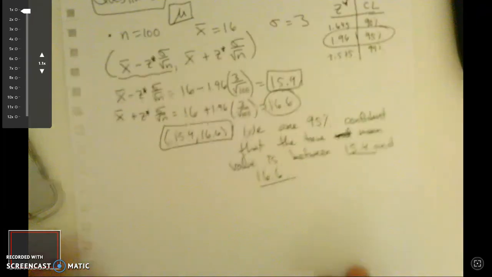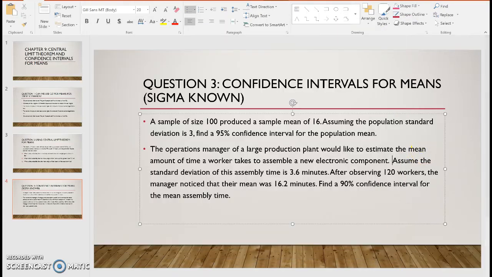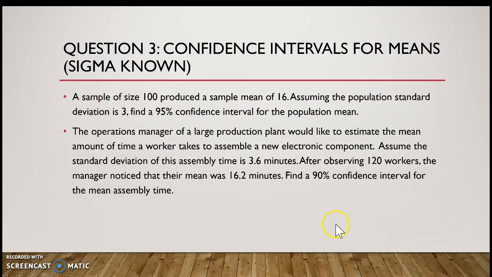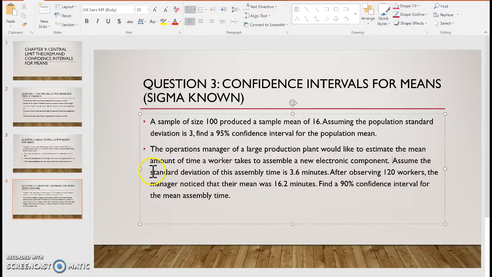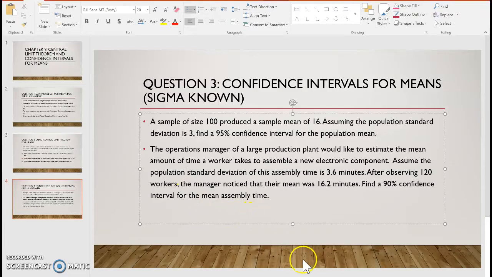All right, now let's look at the other problem. Let me go ahead and exit this a little bit. Our next problem says, the operations manager of a large production plant would like to estimate the mean amount of time a worker takes to assemble a new electronic component. Assume that the standard deviation of this assembly time is 3.6. Now, I messed up here. I really did. My mistake was that this should have said population, because we don't know the true value.